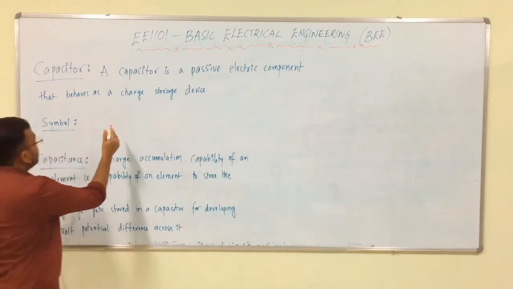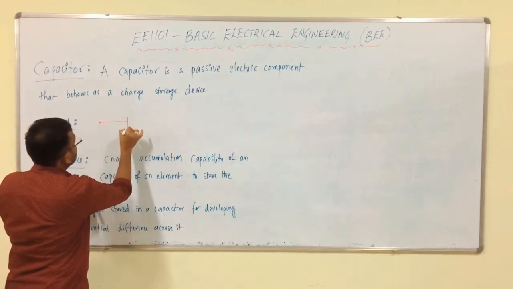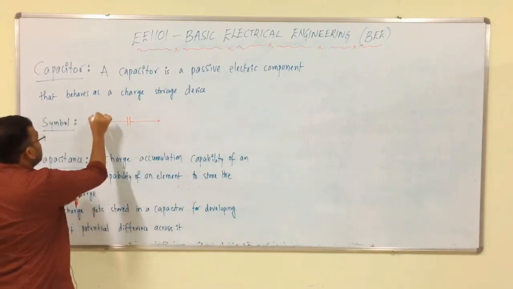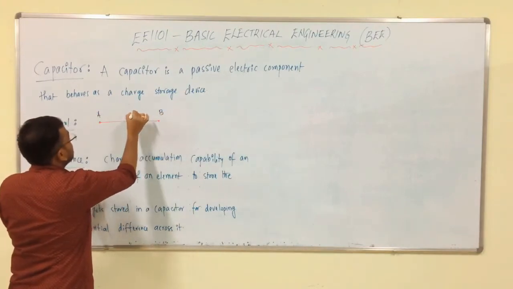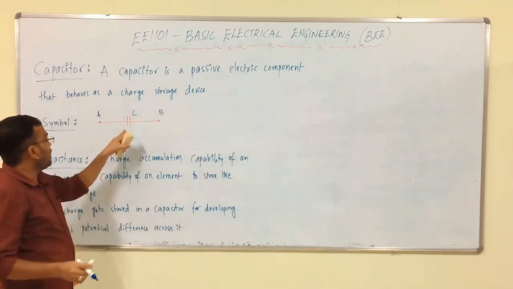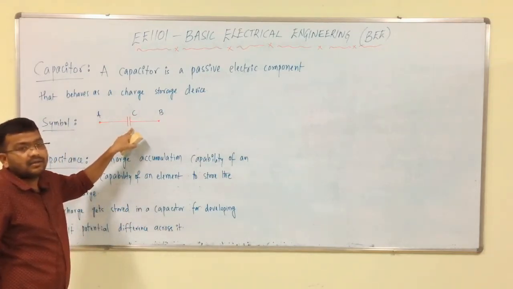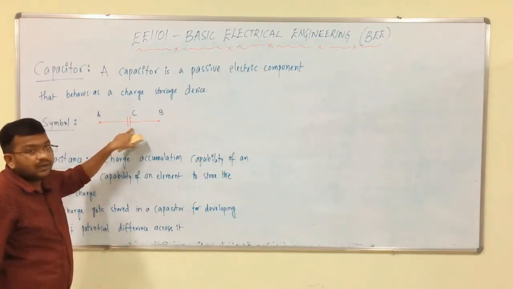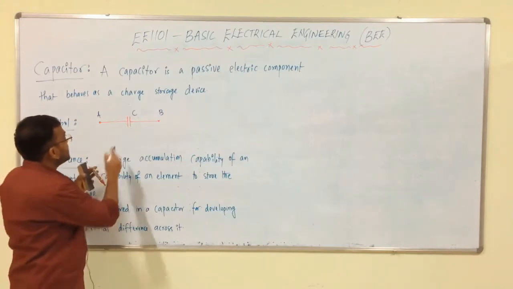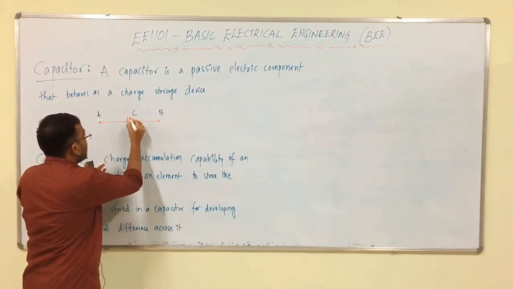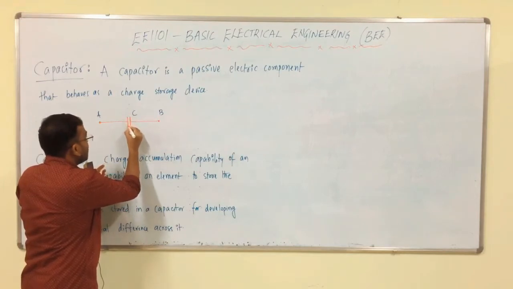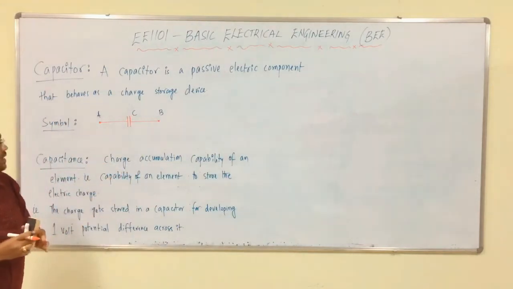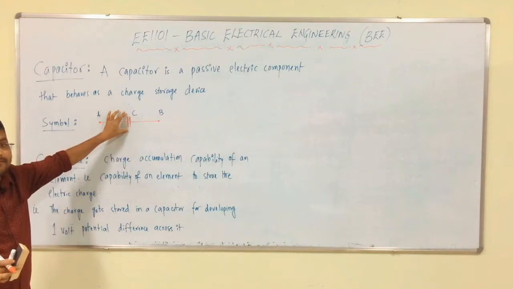And the symbol for that is C. This is one plate and this is another plate. These two plates should look similar, and the height of these two plates should be the same. That is the capacitor.